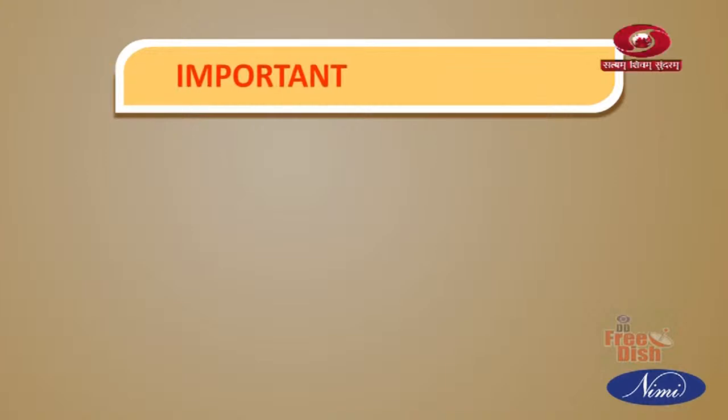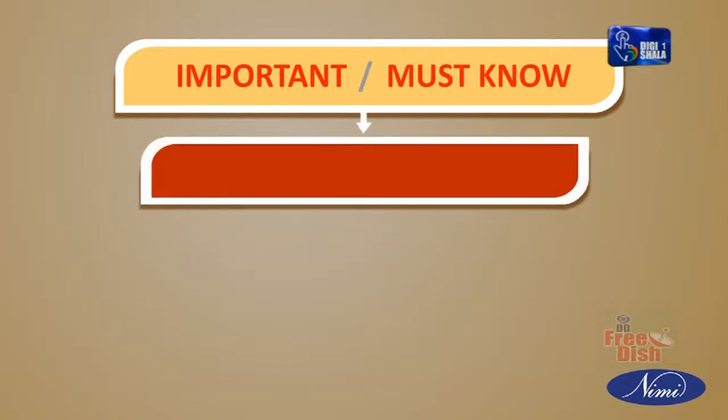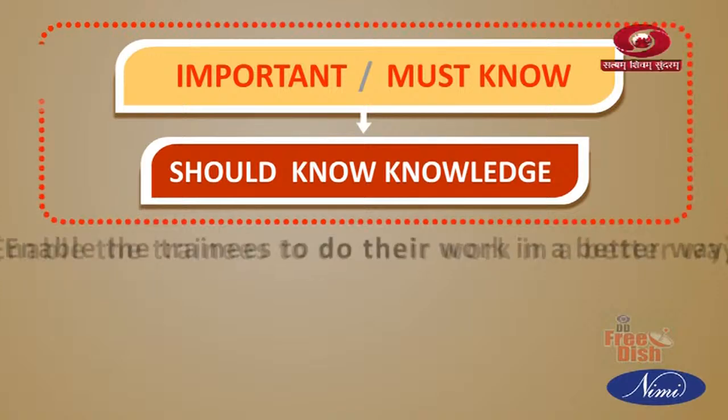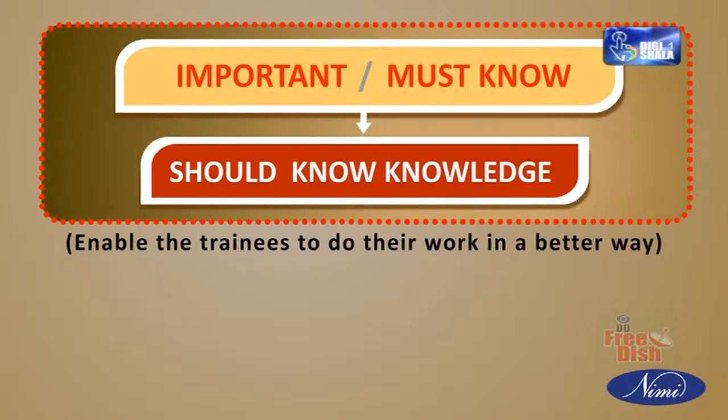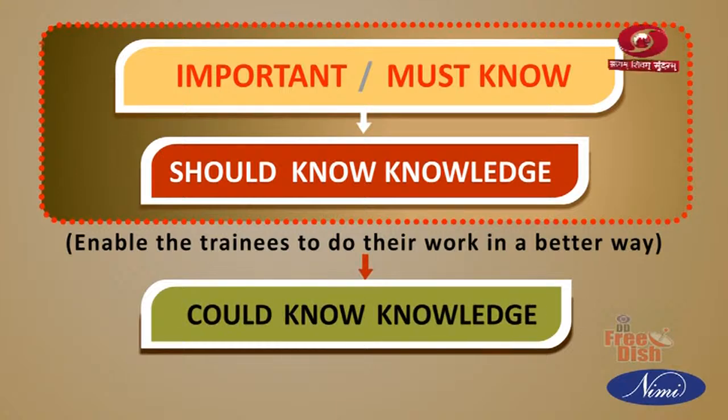This is the most essential information to perform the skill. Without this, it is quite impossible to initiate the work. Should know knowledge. This is additional information or knowledge that will enable the trainees to do their work in a better way. Could know knowledge. This is some more information which is required for updating the individuals. It will also improve the efficiency and productivity.